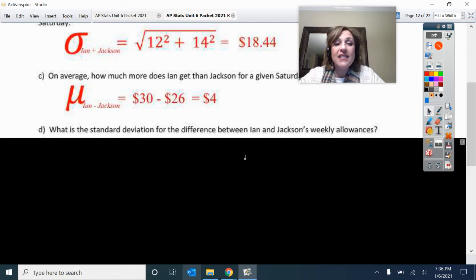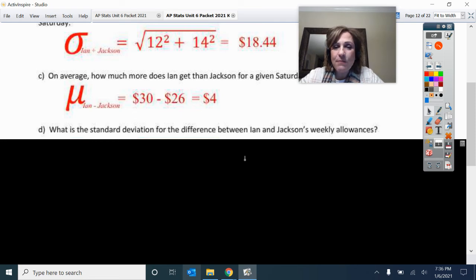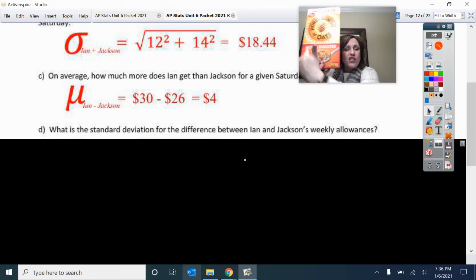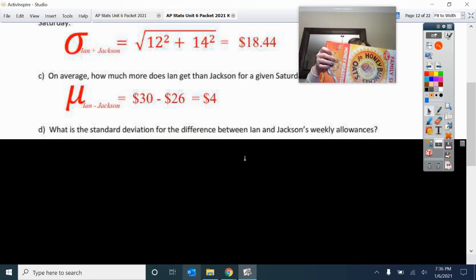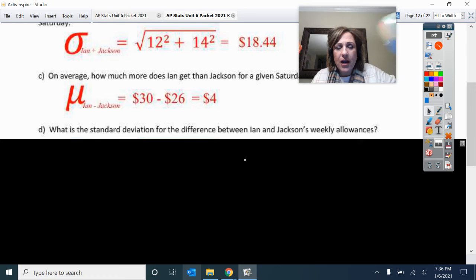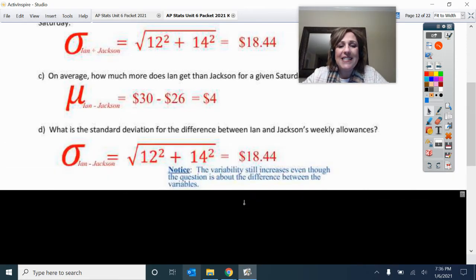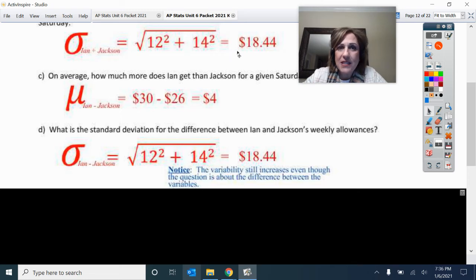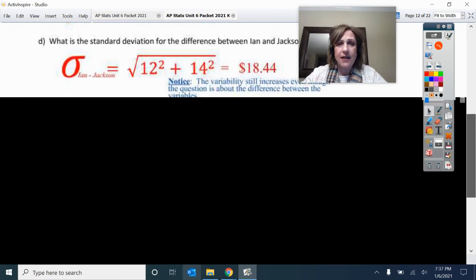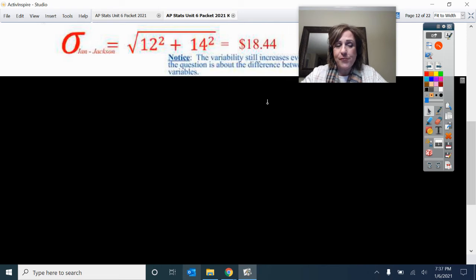But does the variability get smaller? No, it does not. I wasn't sure how much Ian made, and I'm finding the difference. Not sure how much Jackson made. So the uncertainty still increased. It's that idea of the cereal box and the bowl. So it stayed the same as what was in part B, 18.44. The variability, the uncertainty in how much I'm giving them, is still getting bigger.